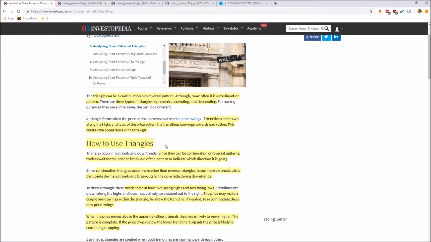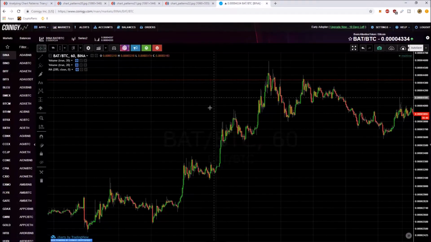So the key here is you have to wait for the price to break out of the pattern to indicate which direction it's going. Keep in mind, when I say buy the breakout, we're looking at these triangles because we want to see the triangle broken out of. So we're waiting for the breakout. When I draw triangle charts and I post them, this means if you're going to open a trade, you look at the triangle, you buy the breakout, and I'll show you where to set the stops in just a second. Let's look at Basic Attention Token.